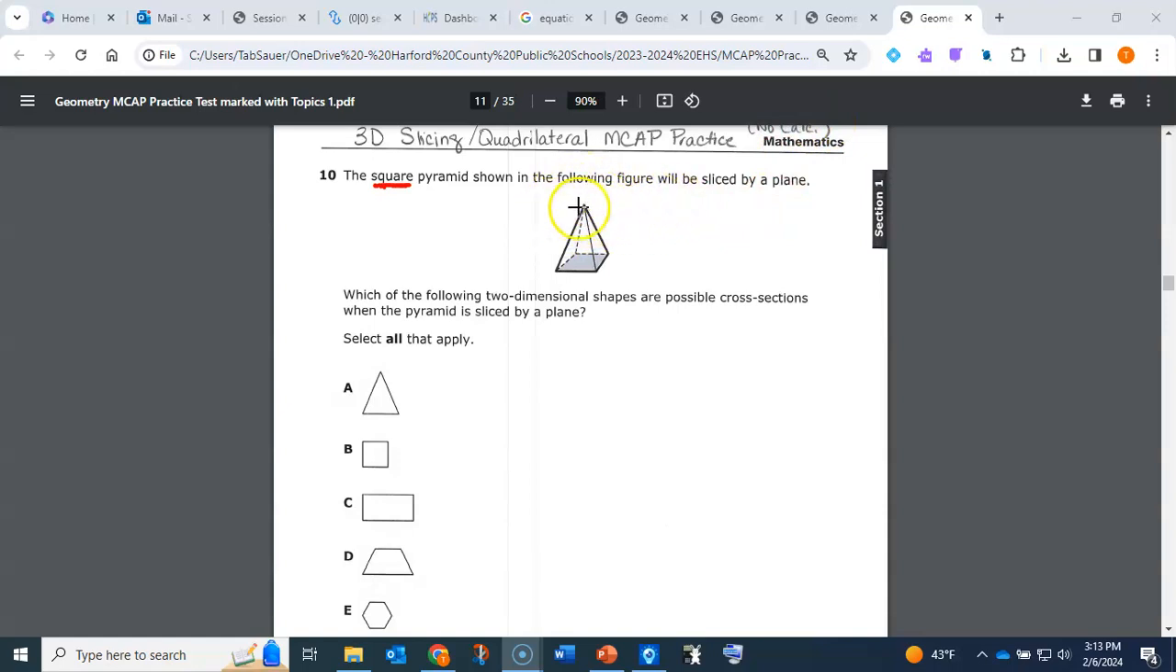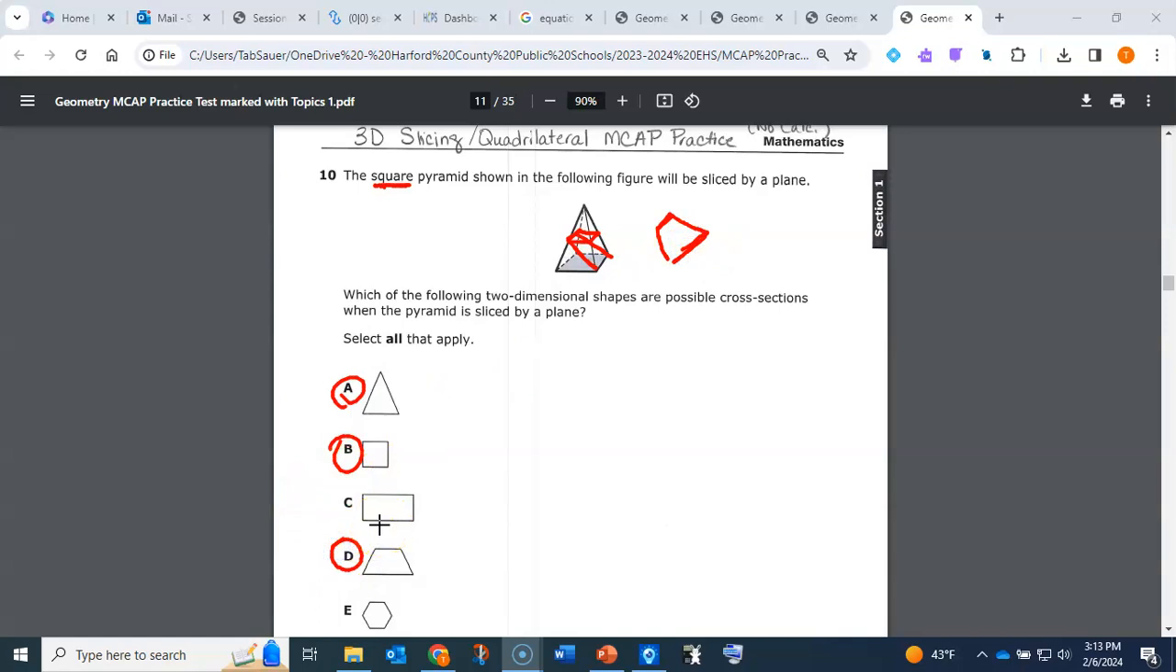If I slice it vertically, if I took a slice right down the center, then what I would end up seeing is a triangle. If I sliced it horizontally, like right here, I would see a square because it's a square-based pyramid. If I sliced it at an angle going down, this side would be a short length, and if I went down this way, then the bottom of that would be a bigger length. So that gives us a trapezoid.